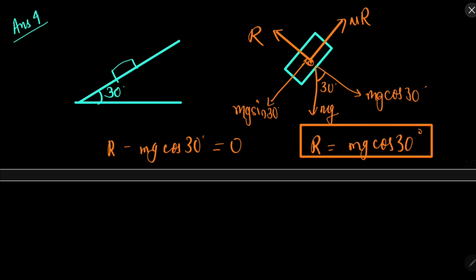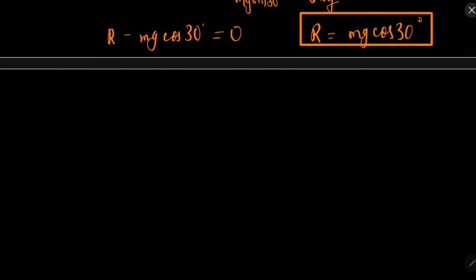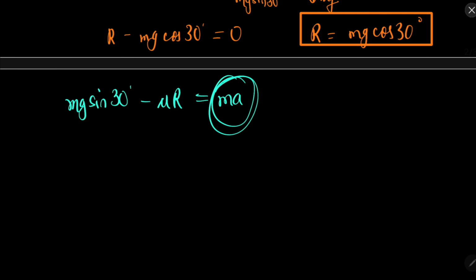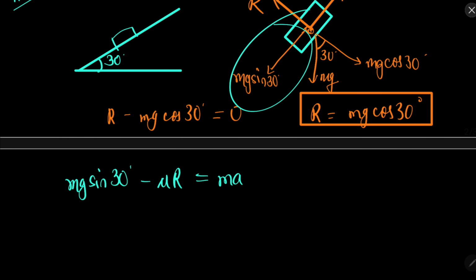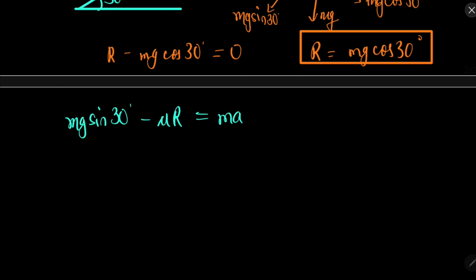Secondly, mg sin 30 degree minus mu R equals ma. Why ma? Why not 0? Because there is motion in the downward direction. So let's simplify this by putting the values. We need to find mu, by the way.